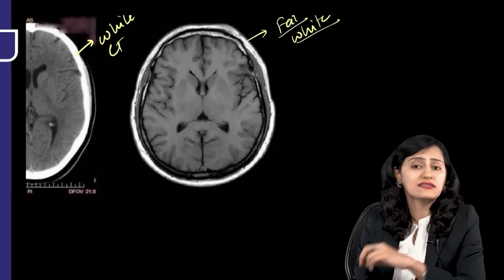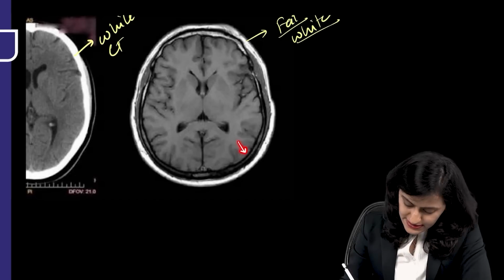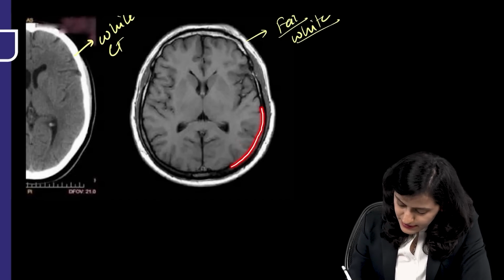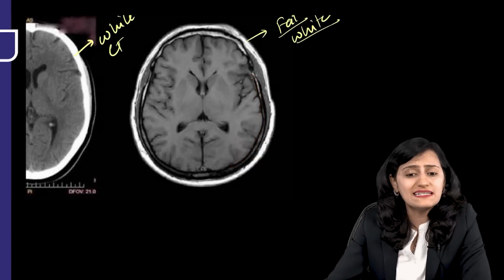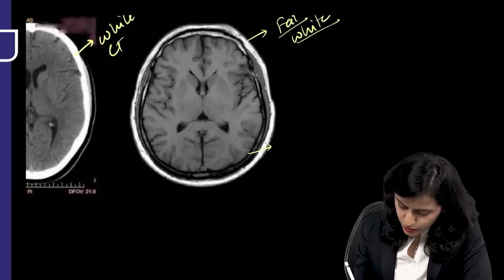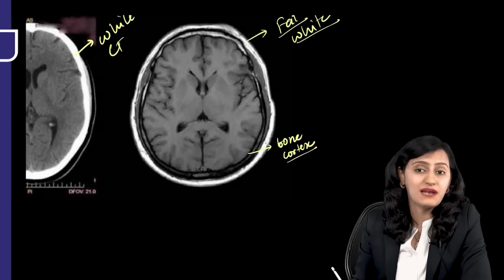So where do we locate the bone here in this image? So what you should be looking at is just outside this brain parenchyma, this black line that we see. So this black line just outside the brain parenchyma, that is the bone cortex. Okay, so this is the bone cortex which is black.